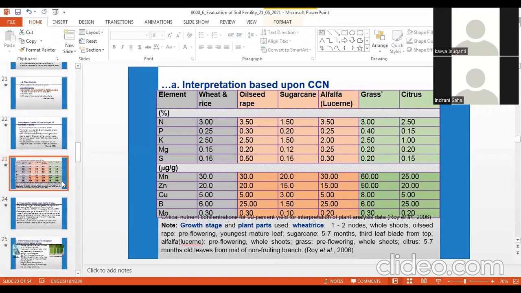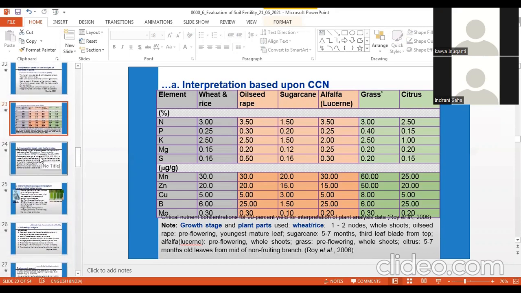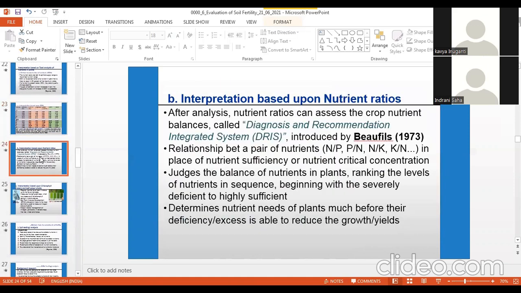Anything you want to ask? Any point in critical concentration? You don't need to bother about the data or the values for different crops, but it is to understand what is meant by critical concentration and how it is interpreted in soil fertility evaluation.